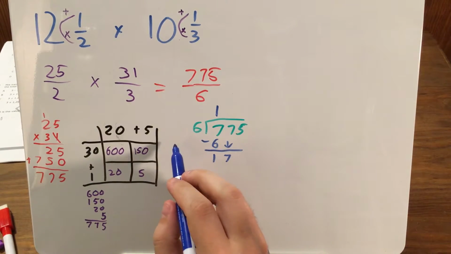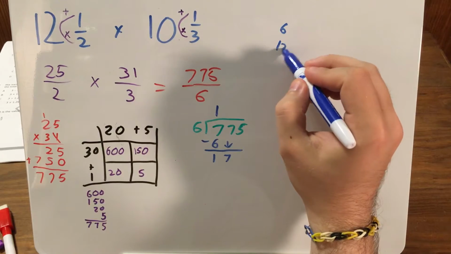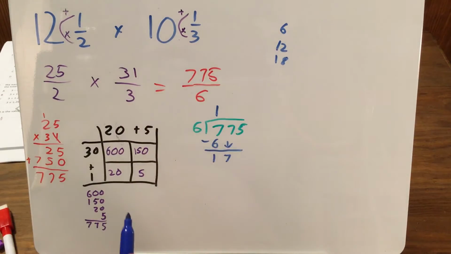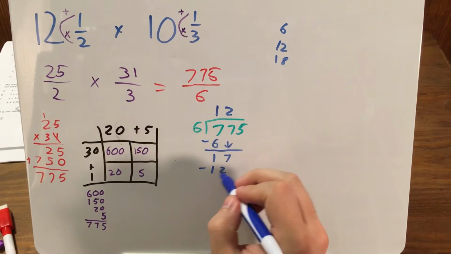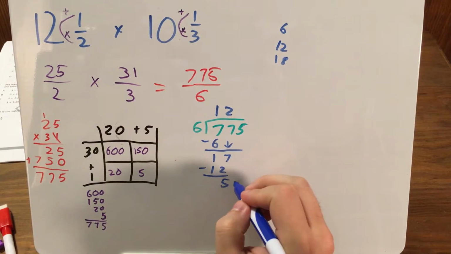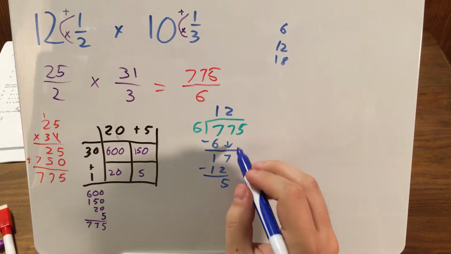And I'm going to see how many times 6 goes into 17. If I break out my 6 times table, that's 6, 12. Okay, 18 is too many. So 6 can go into 17 twice. Subtract 12 from that, and I just get 5 left over.